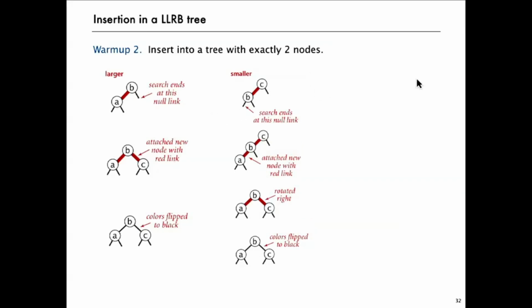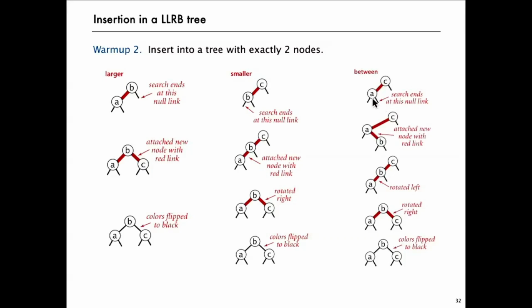Now we have to look at the third case, which is when the new node inserted is in between and comes out at this link here. Again, we just add a red link, and now we have a BST with 2 red links along a path connected to A, and that's not allowed. In this case, it's a bit trickier to fix the situation. What we do is we rotate the bottom link left. And that gives us this, and reduces it to the other situation that we had before. And then we rotate the top link right, and then we flip the colors.